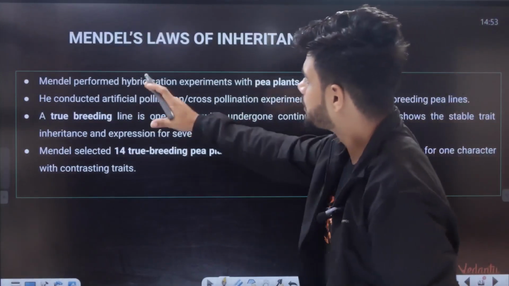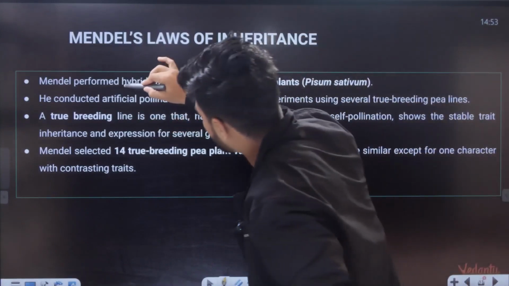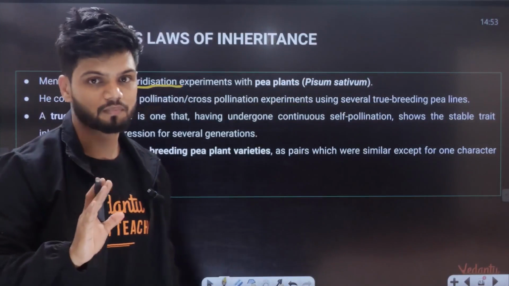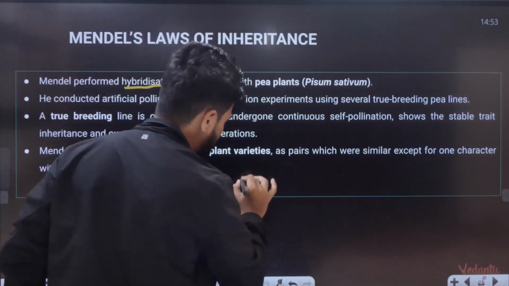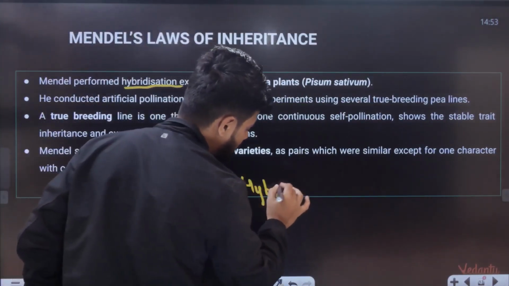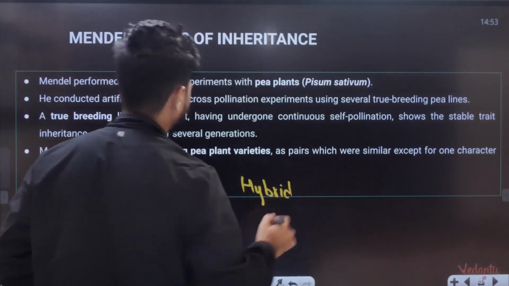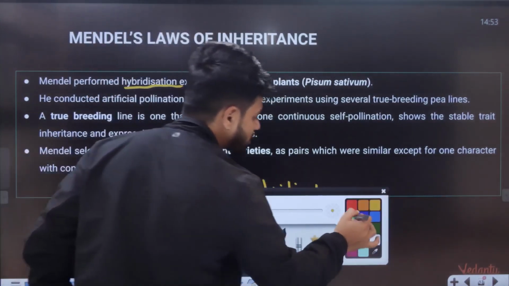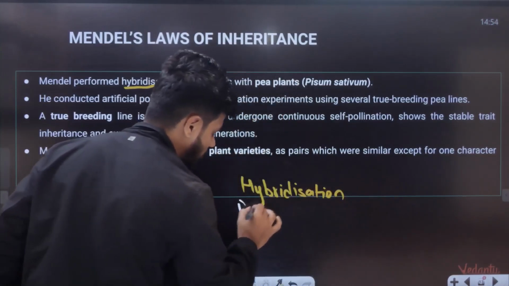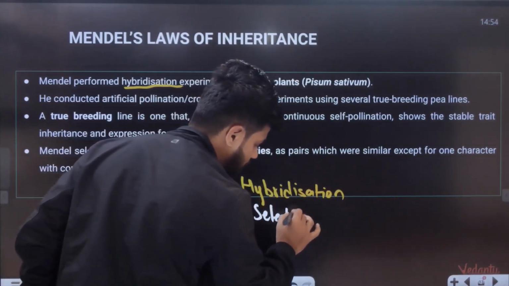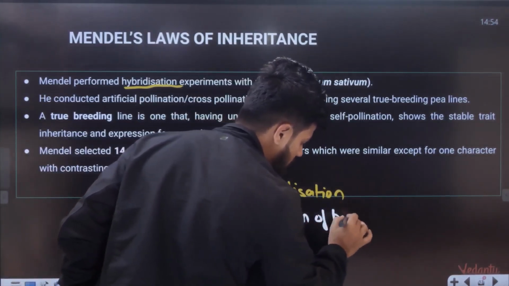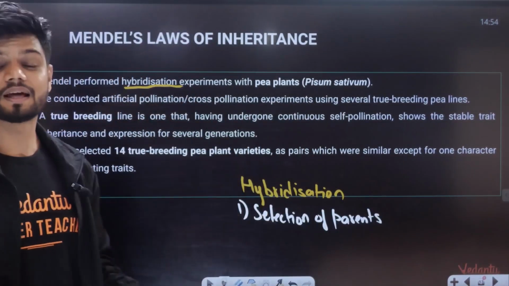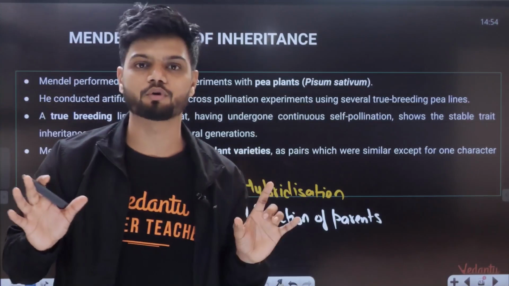Now, Mendel performed hybridization. Understand, students, what is the meaning of hybridization? Students, there are three main steps in hybridization. First step is called selection of parents. So you select parents here in the first step and they are supposed to be pure line. I'll tell you what a pure line is right now.